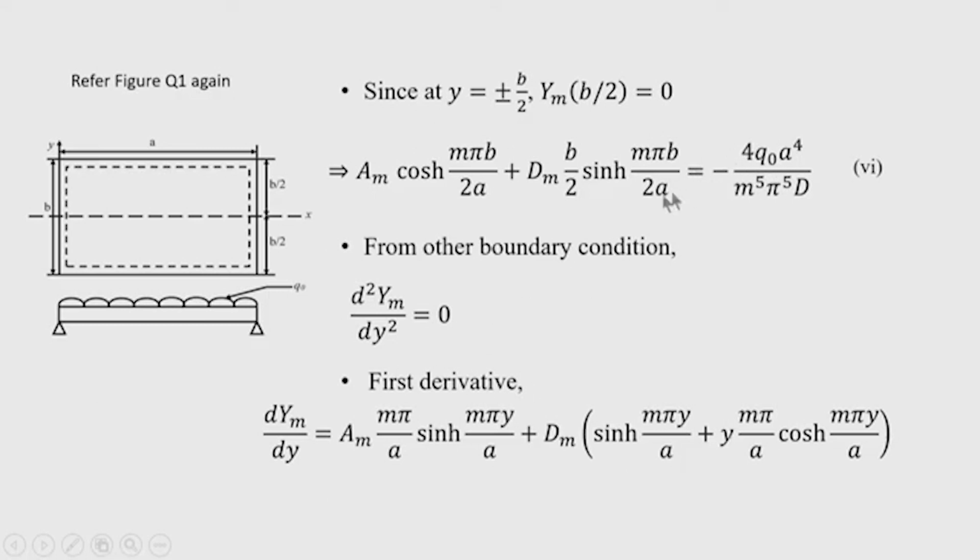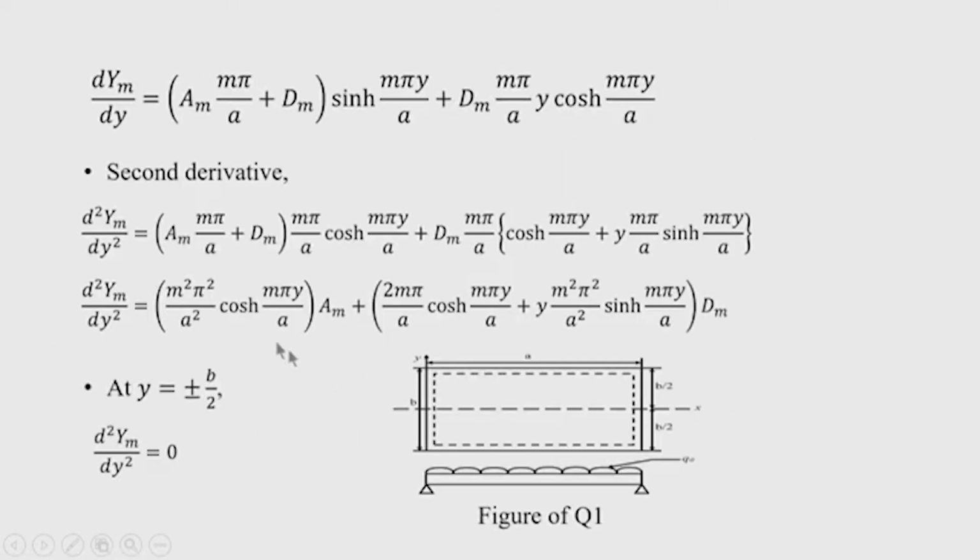Okay. Then from the other boundary condition, that is the second derivative of this y is 0. So, first derivative is taken, very carefully you have to take the derivative, otherwise there is a chance of committing mistake in the solution. So, first derivative is taken, then second derivative is again taken of this function, and you can see now, imposing the boundary condition at y is equal to plus b by 2 or minus b by 2, that curvature in the y direction is 0, because the edge y is equal to 0, y is equal to b is also taken as simply supported.